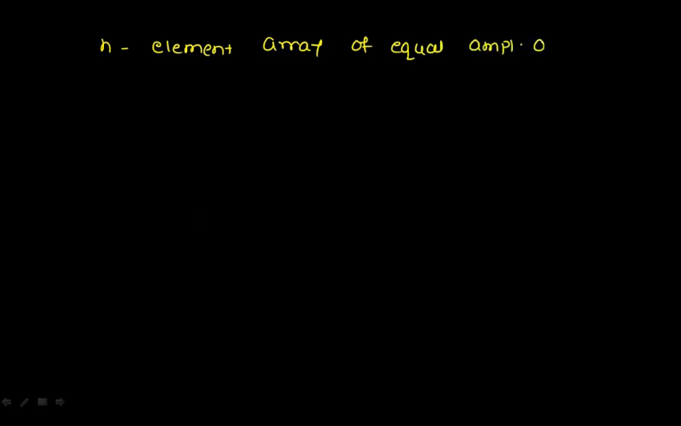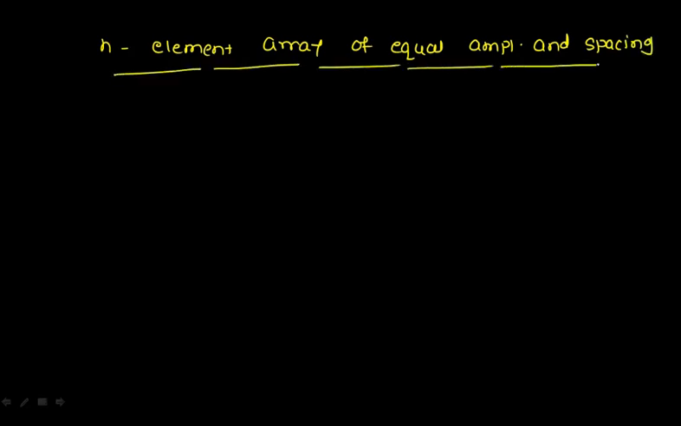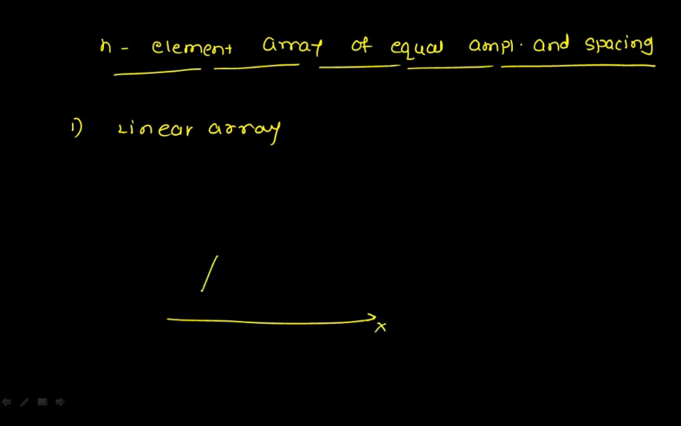Amplitude and spacing. But before talking about the n element array, we need to discuss two types of array. The first one is nothing but the linear array. You can say your arrays are linear whenever the arrays are placed along a line. If this is the x axis, and I put all n elements over here, this is my element 1, this is my element 2, and this is my element n.